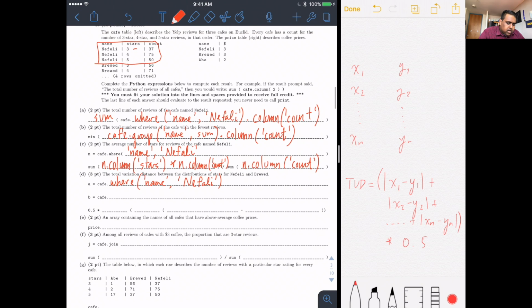But in this case, we really only care about the count column, right? We don't really care about the stars themselves. We know that the first value will correspond to 3 stars, second to 4, and third to 5, right? We don't need this column anymore, right? So we're only going to look at the count values, so like x1, x2, and x3 will be count for Nephali. y1, y2, y3 will be count for Brood. So we can do dot column count, and we're good to go. Same for Brood.